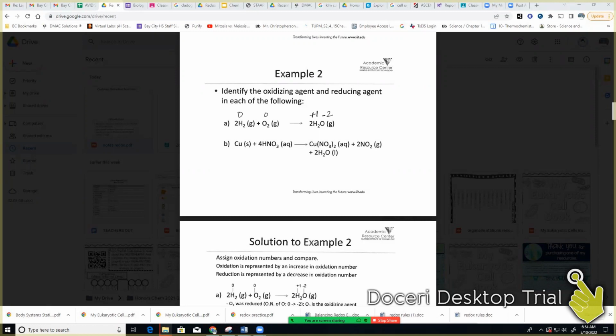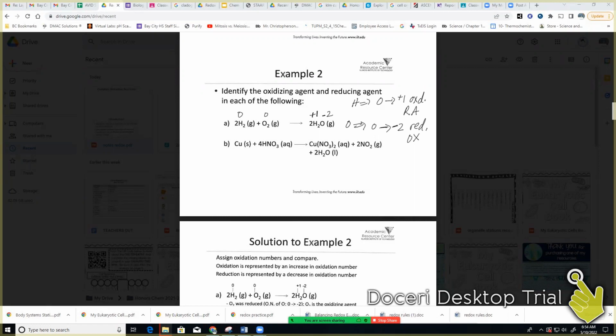So if we looked, hydrogen went from 0 to a +1. So it was oxidized, which means it's the reducing agent. Oxygen went from 0 to -2. So it was reduced. It gained electrons. Its oxidation number got smaller, and it's the oxidizing agent. So that's how you're going to apply them. Why don't you stop the video and give this one a try, and then I'll come back and work through it.